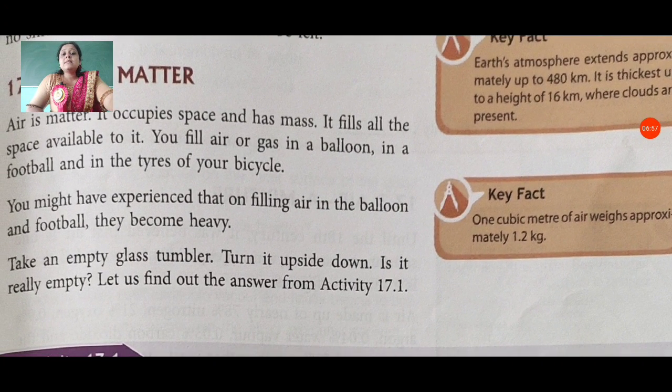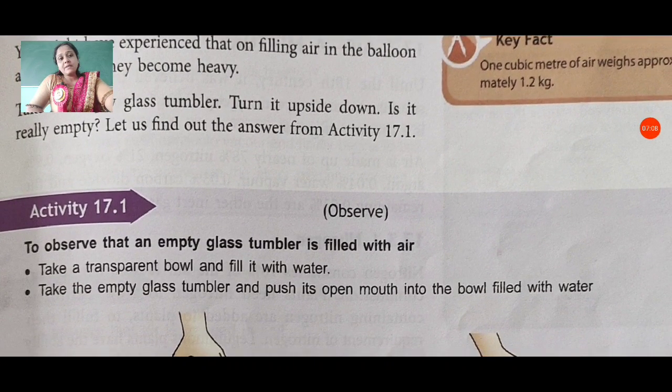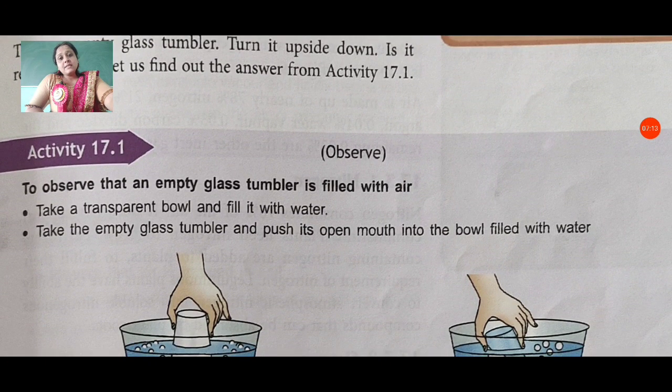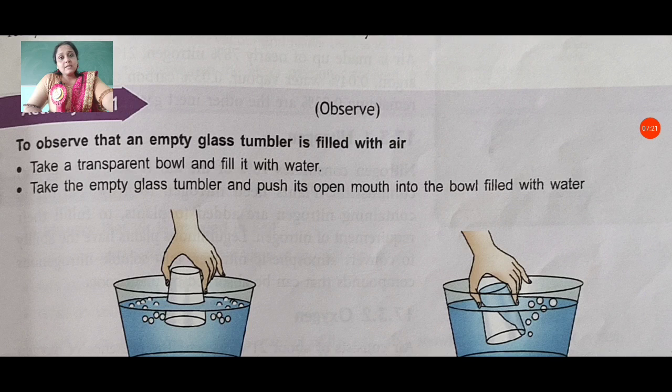Take an empty glass tumbler. Turn it upside down. Is it really empty? Let us find out the answer from activity 17.1, available in our textbook. The activity says to observe that an empty glass tumbler is filled with air. For this, take a transparent bowl and fill it with water. Take the empty glass tumbler and push its open mouth into the bowl filled with water.